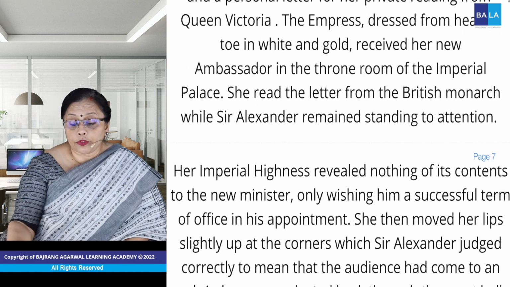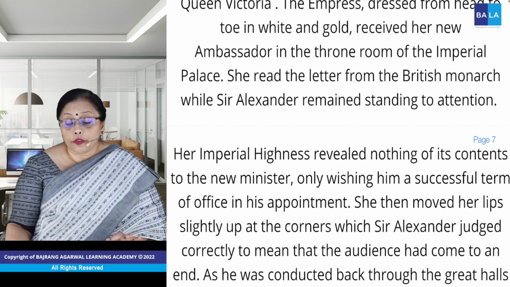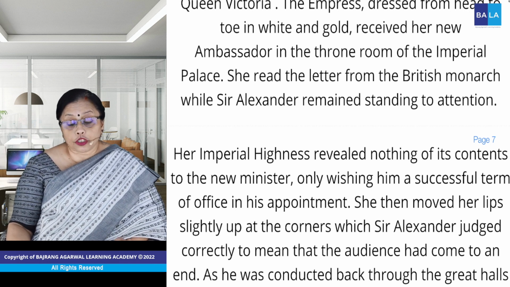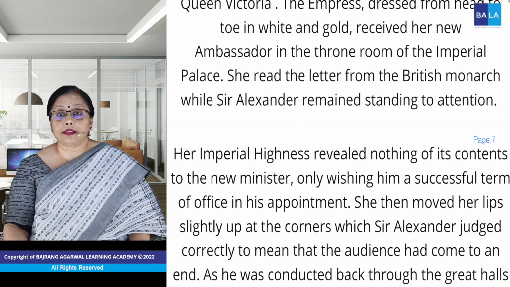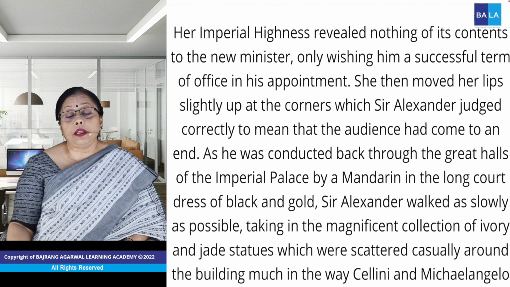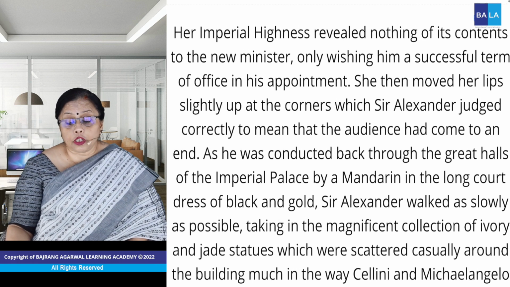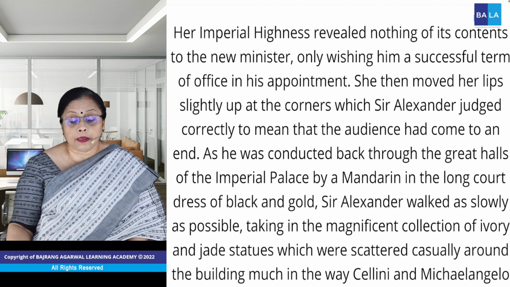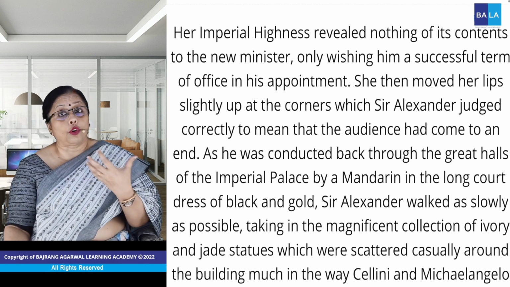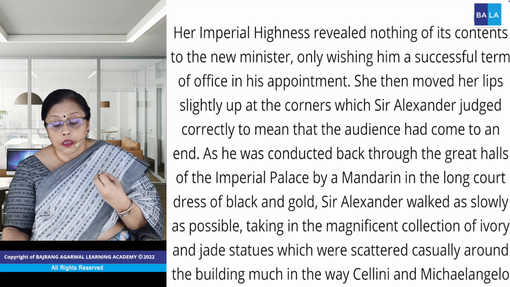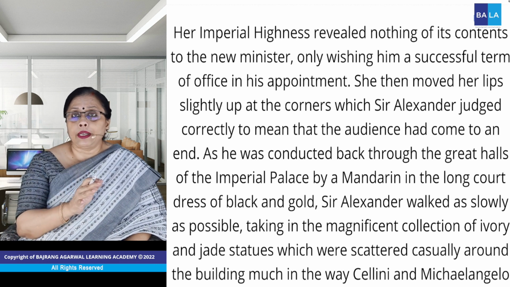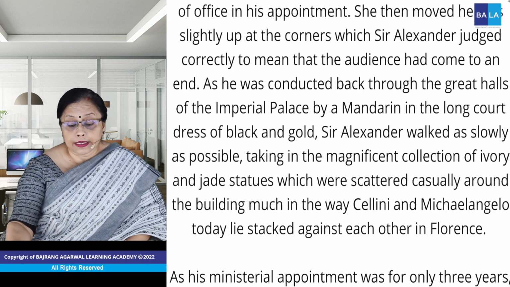The Empress, dressed from head to toe in white and gold, received her new ambassador in the throne room of the Imperial Palace. She read the letter from the British monarch while Sir Alexander remained standing to attention. After all, he is in front of the Empress. Her Imperial Highness revealed nothing of its contents to the new minister, only wishing him a successful term of office in his appointment. She then moved her lips slightly, meaning they don't talk loudly, very softly, to tell Sir Alexander that the audience had come to an end, meaning their meeting had come to an end.